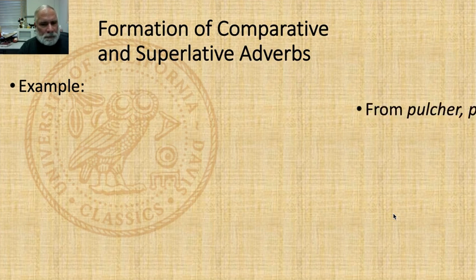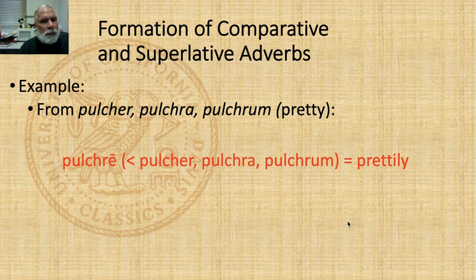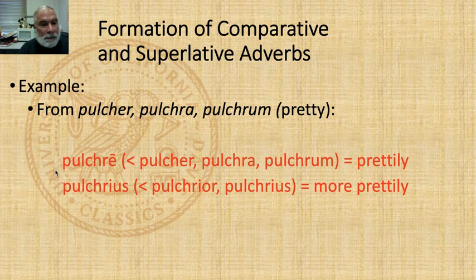Here's another example. From pulcher, pulchra, pulchrum, we get pulchre. That means prettily. Pulcher, pulchra, pulchrum means pretty. So pulchre means prettily. Again, we have not learned how to do that yet in Latin. It's actually fairly easy to do, but your book has not told you how to do that yet. The comparative adverb is pulchrius, which is just the neuter form of the comparative adjective. And it means more prettily.